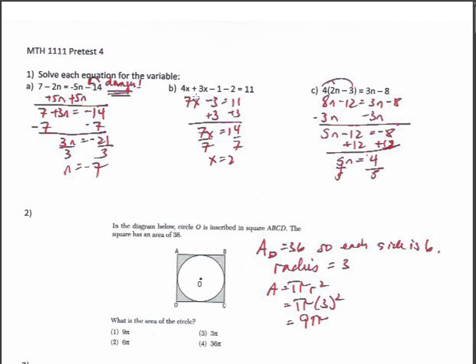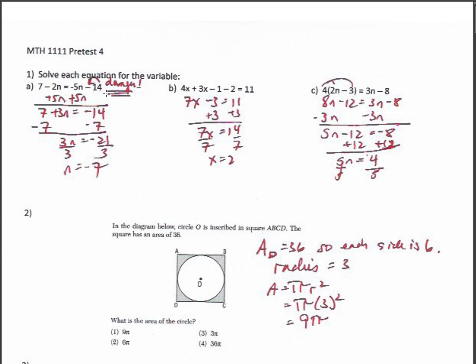So 4x plus 3x is 7x, negative 1, negative 2 make negative 3, is 11. Add 3 to both sides, dividing by 7, x is 2. And when we see one like number or letter C with the 4 outside the parentheses, it's wise to distribute. 4 times 2n is 8n, 4 times negative 3 is negative 12.